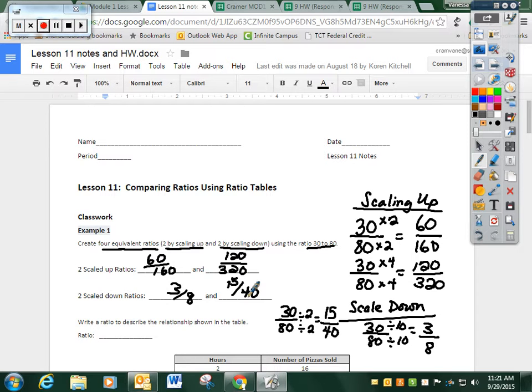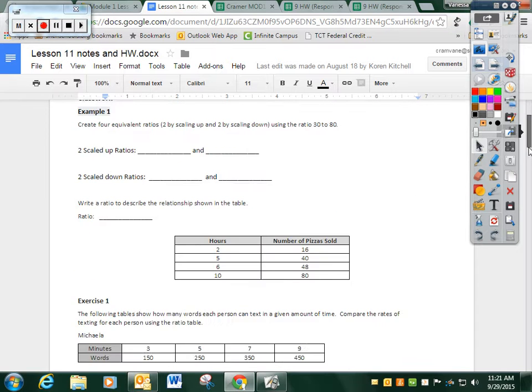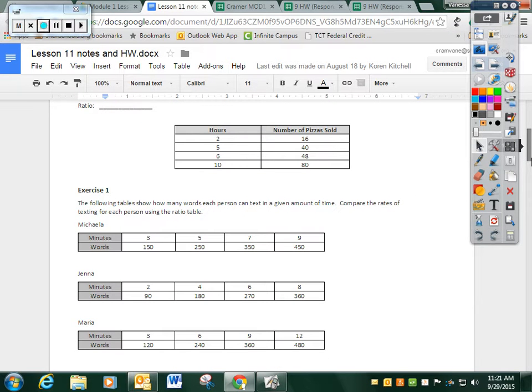Write a ratio to describe the relationship shown in the table. Well, let me scooch down to the table. Okay. For every 2 hours worked, there are 16 pizzas sold. I'm actually going to write that over to the side, and I'm going to label it 2 hours, 16 pizzas. And I'm going to scale this ratio down. I see they're both divisible by 2. So the ratio from this problem is 1/8.